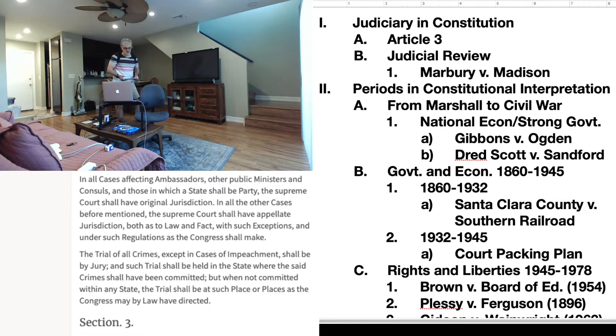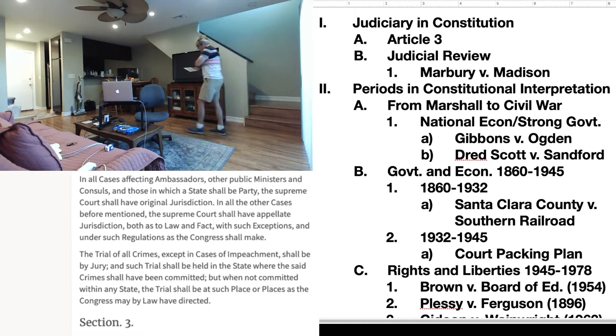All right. Let's continue. In all cases affecting ambassadors, other public ministers, and consuls, and those in which a state shall be a party, the Supreme Court shall have original jurisdiction. This is very important. Okay? Let me explain.